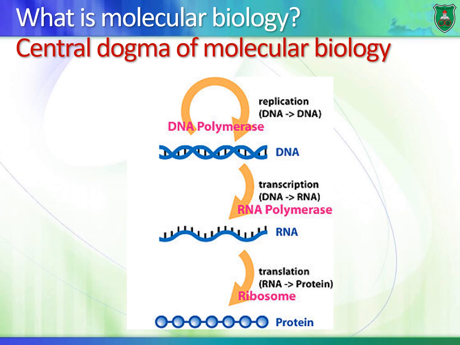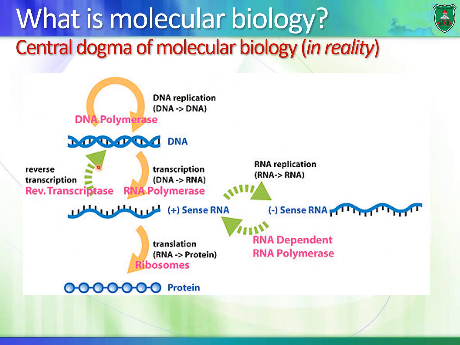Now the thing is, after scientists came up with this, they noticed that actually the process is more complex. So in reality, that's how it looks. Yes, you do have DNA replication. A copy of DNA is made from DNA. You do have transcription, whereby one strand of DNA is used to synthesize a single-stranded RNA molecule. And you do also have translation. Protein is synthesized from the RNA molecule.